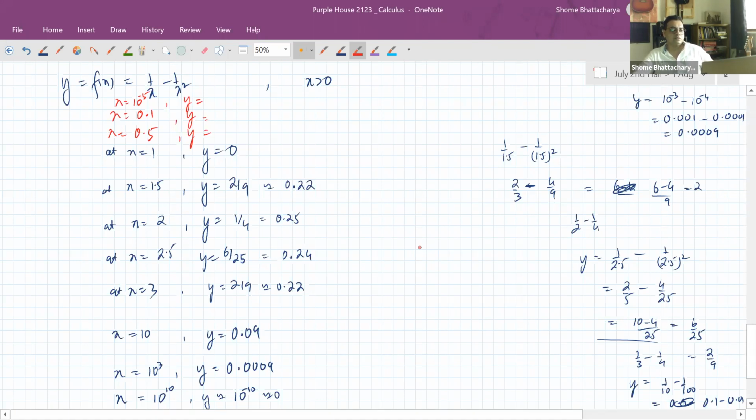So you see something very interesting here. Just work these three values out and send it to me in the text message.